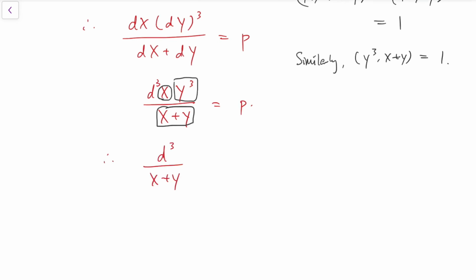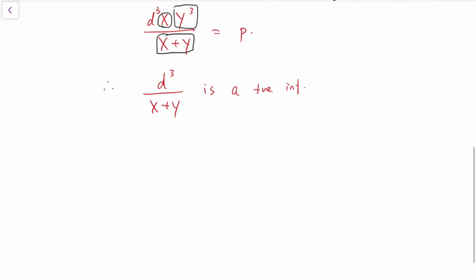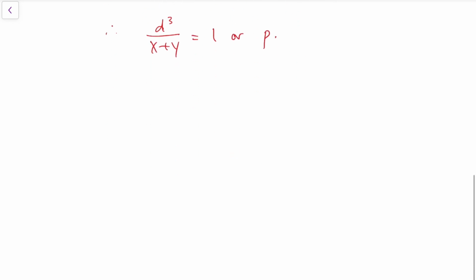So the only possibility is that d cubed, sorry, there was a mistake above, there should be d cubed, and this fraction is not equal to p, but it's a positive integer. What I want to say is it's a positive integer, and it's a factor of p. So that means we have two cases. Either this fraction equals 1 or is equal to p.